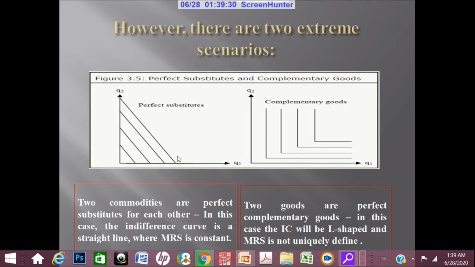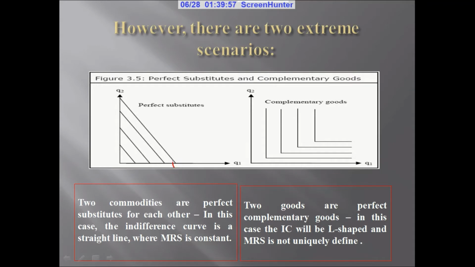When the goods are perfect substitutes, the indifference curve is a straight line, and along the line the marginal rate of substitution is constant. Because the goods are identical, to consume one more unit of commodity X or Q1, the individual is willing to give up one unit of Y. There is a 1-to-1 ratio along the curve. And there is a possibility that the individual consumes only one commodity Q1 keeping the consumption of the other commodity at 0, or consumes only Q2 keeping the consumption of Q1 at 0.